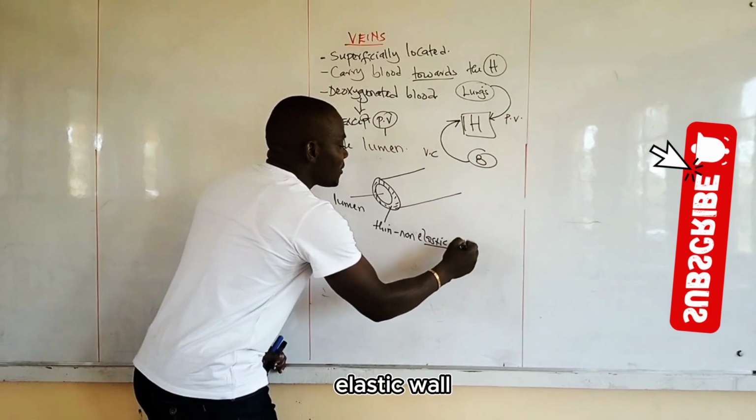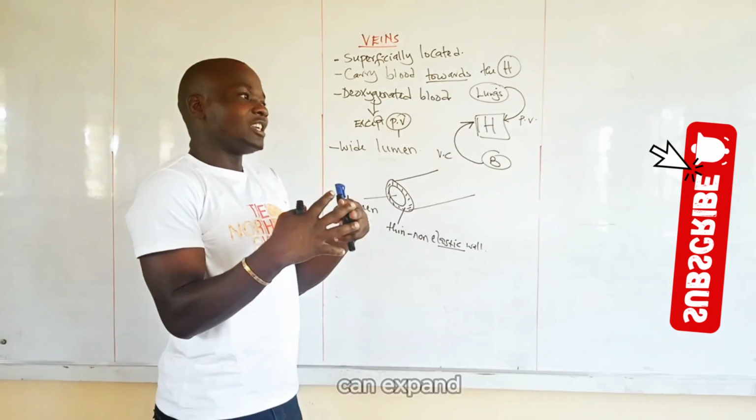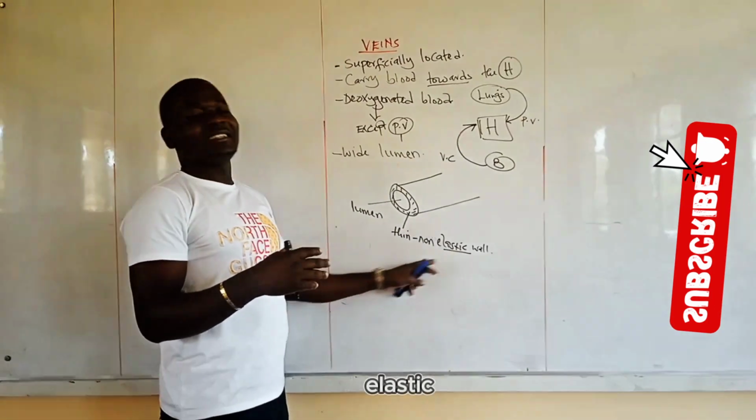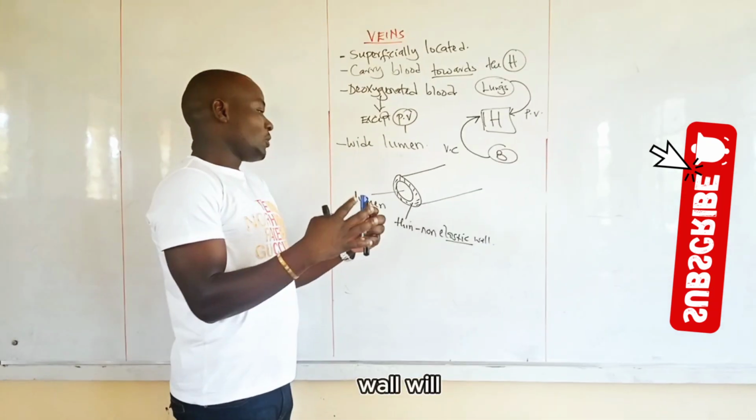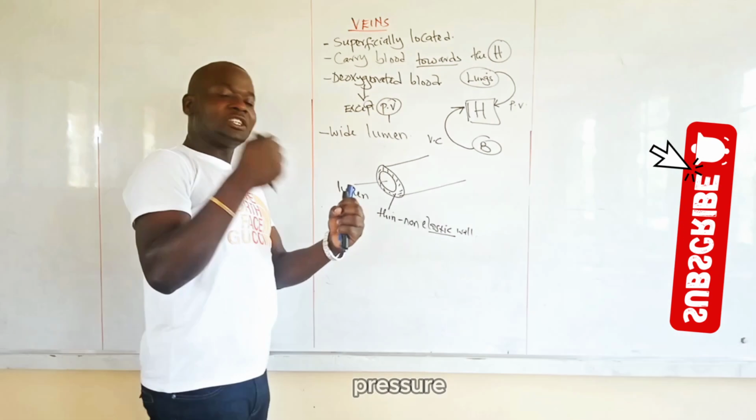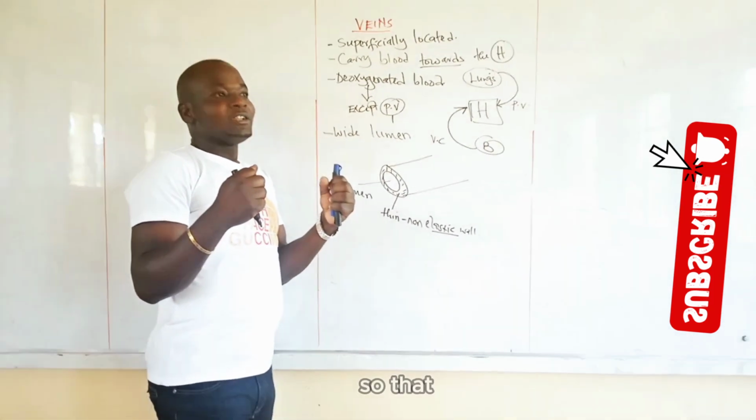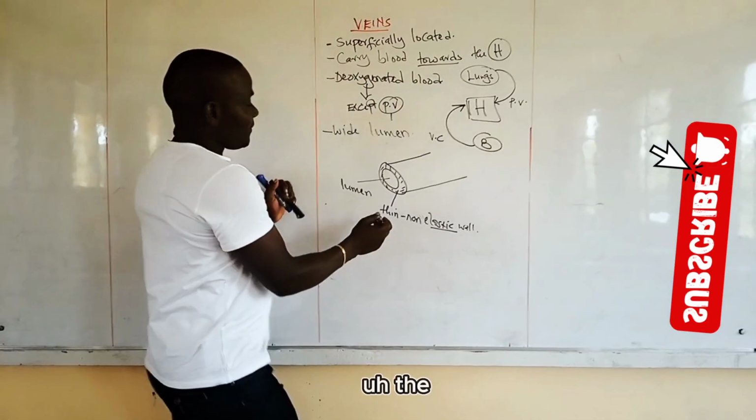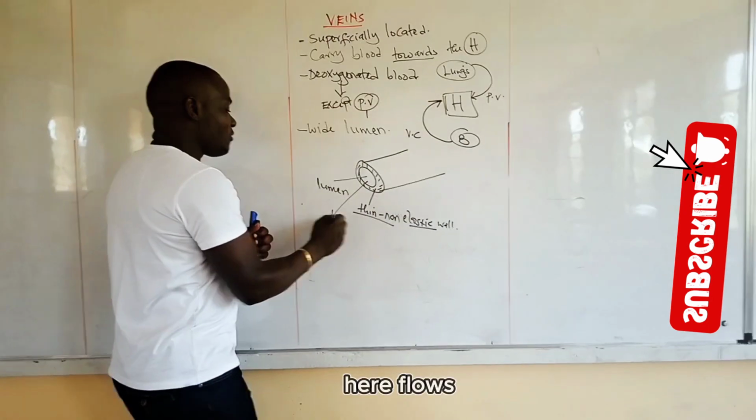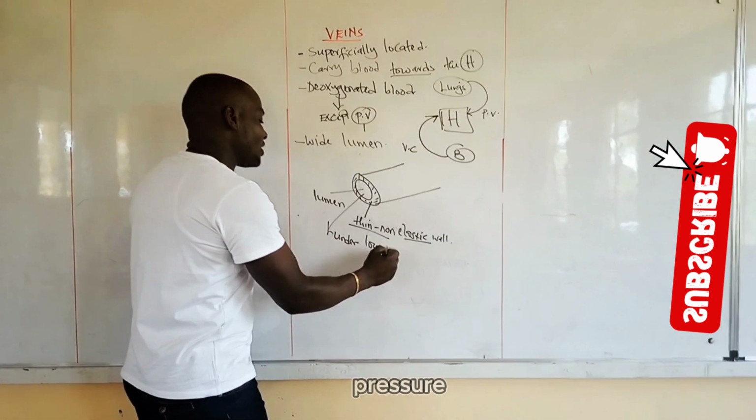Elastic wall. Elastic means they can expand and contract. So this one they cannot because they are non-elastic. In arteries, because the blood flows under high pressure, the elastic wall is able to sustain the pressure so that they don't break. The thin, non-elastic wall in veins is because the blood here flows under low pressure.